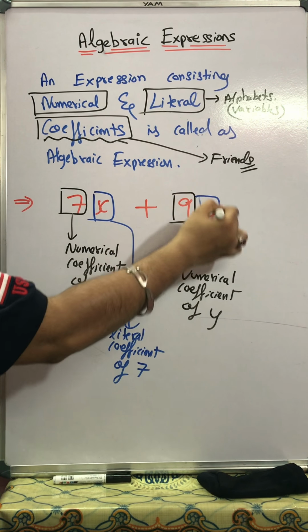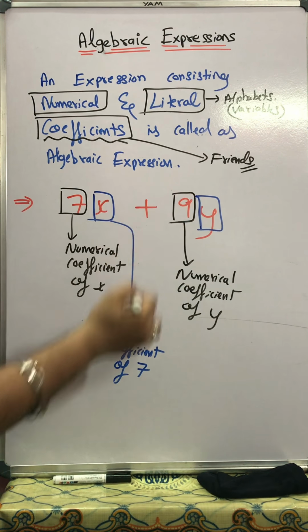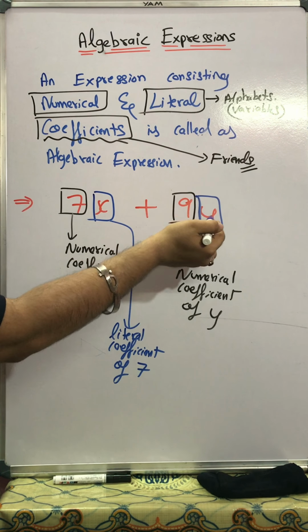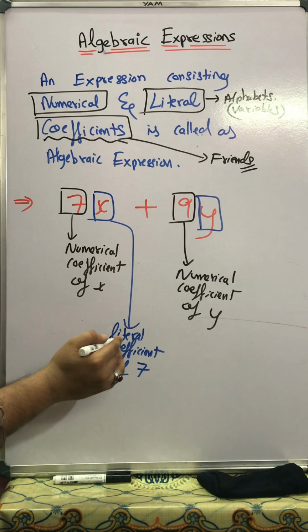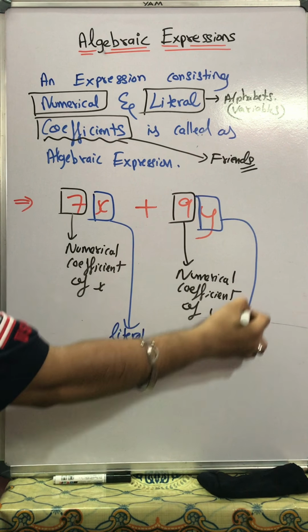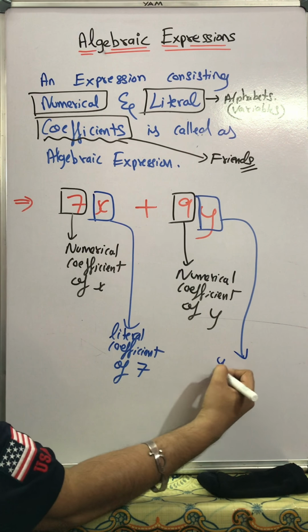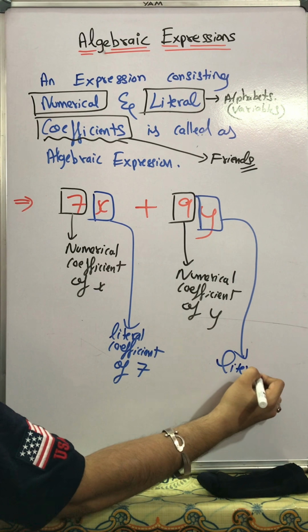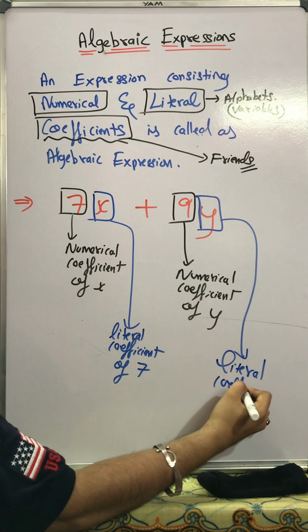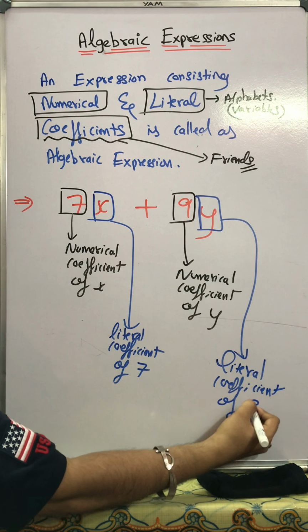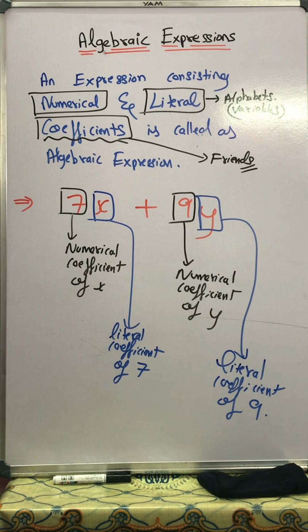Similarly, students, what is y? Y is also a friend of 9. But what type of friend? Y is an alphabet, a variable. So y is a literal friend of 9. I'll not use the word friend, I'll use the word coefficient. So this y is the literal coefficient of 9. Hope you understood. Please pause the video and copy it fast.